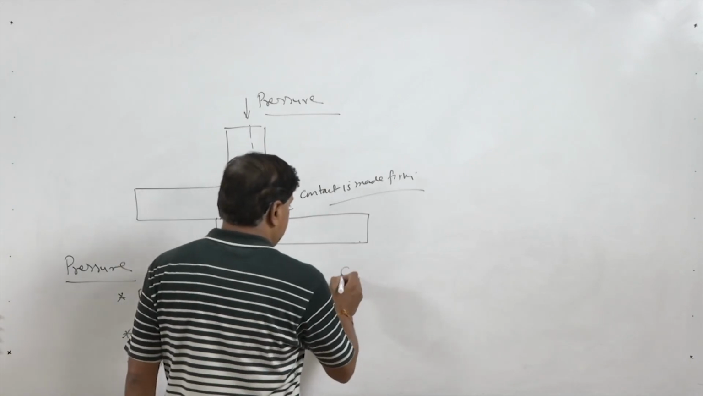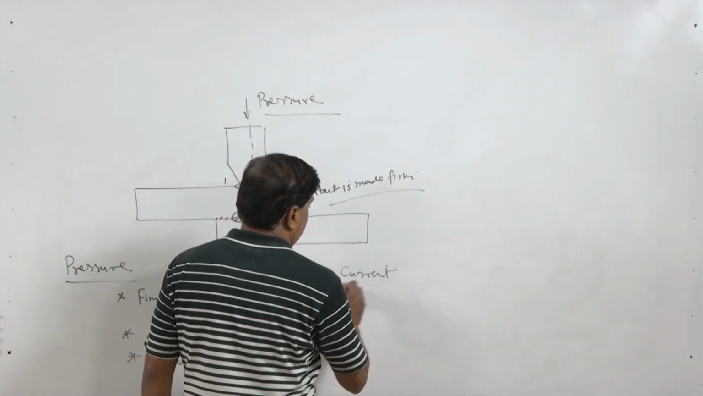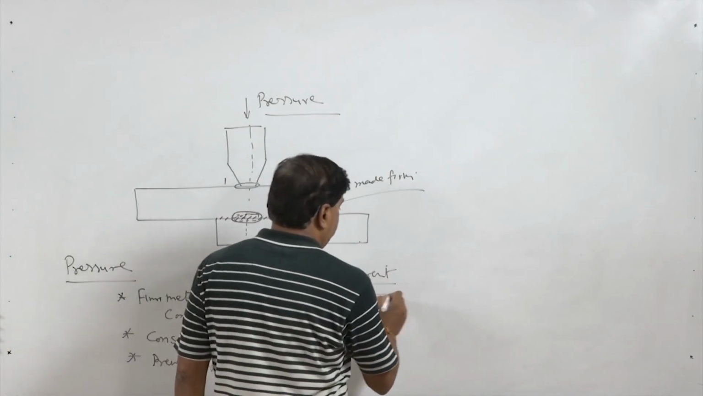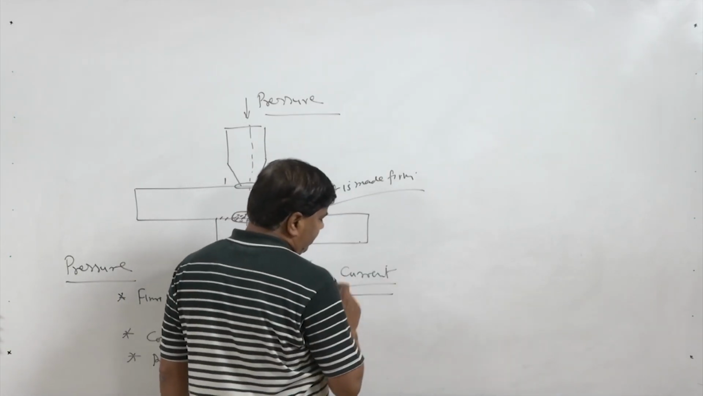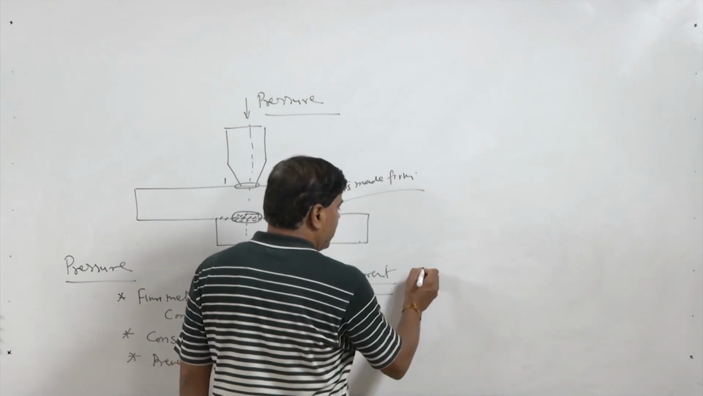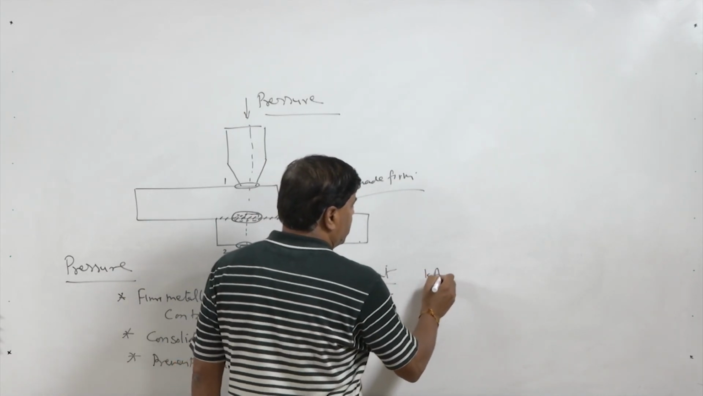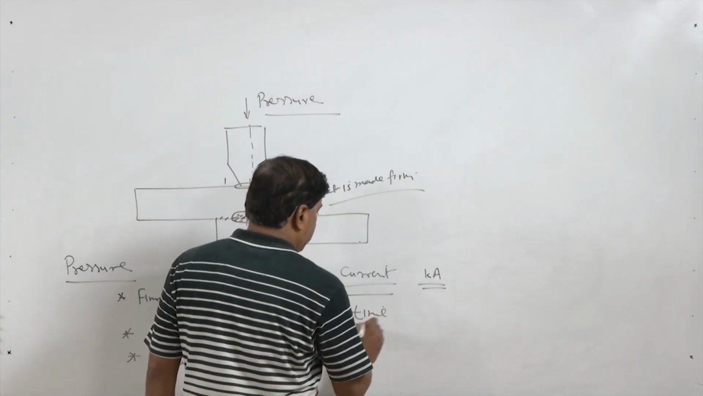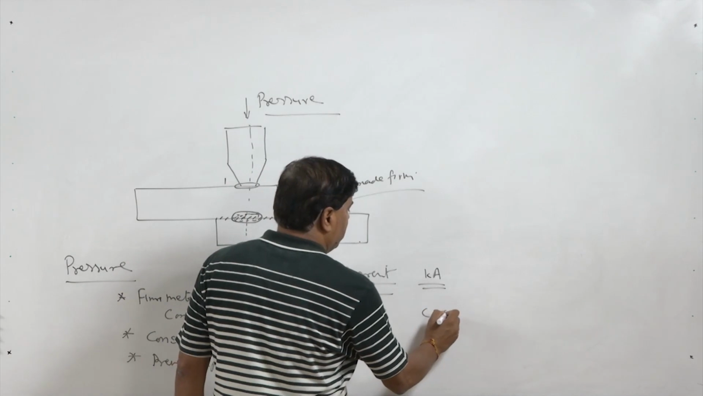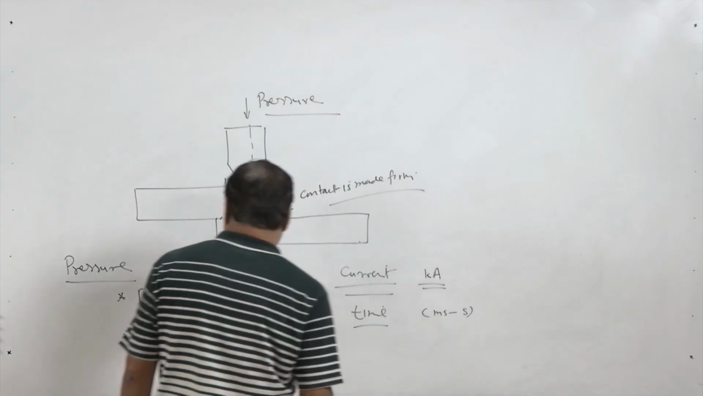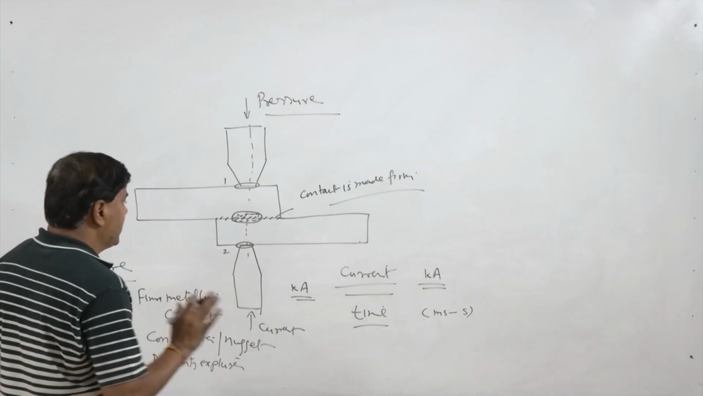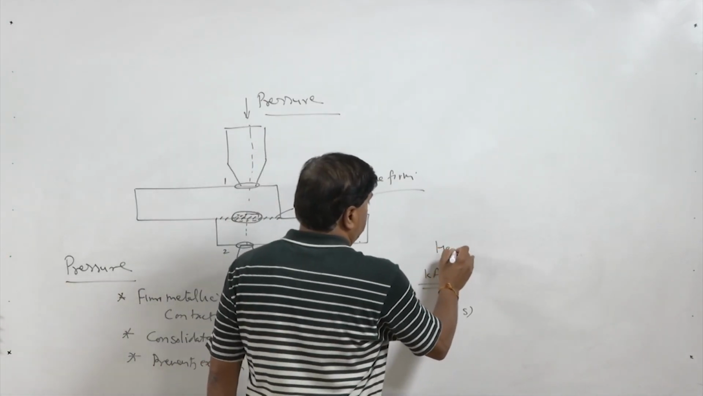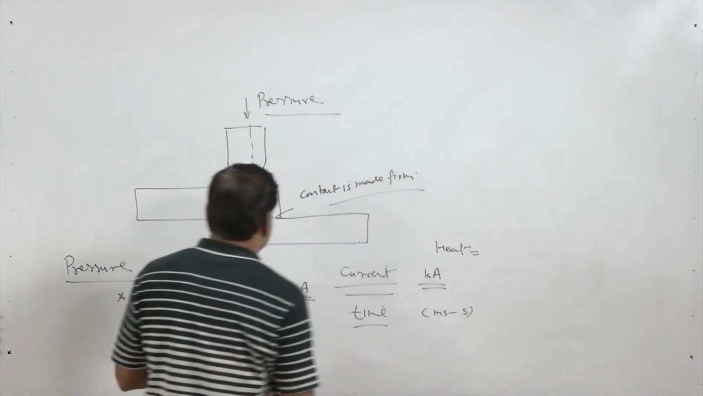Current, as I have said, is definitely at a very high level, so that the required heat is generated. Current is in thousands of amperes, and then time, how long that current will be flowing, may be from milliseconds to a few seconds. The heat generated at the interface is most important.